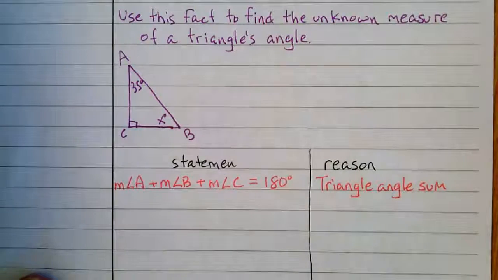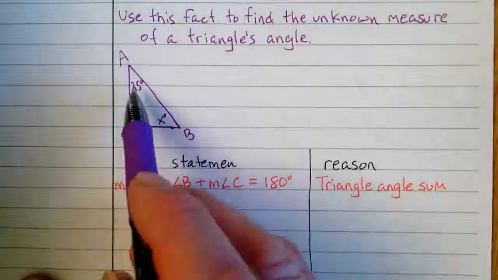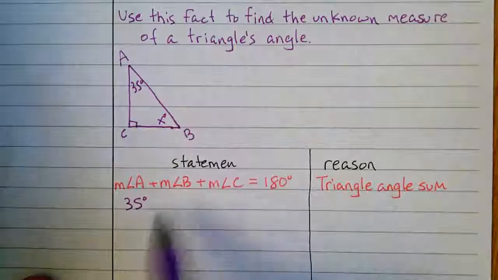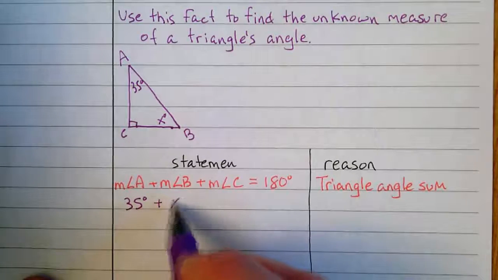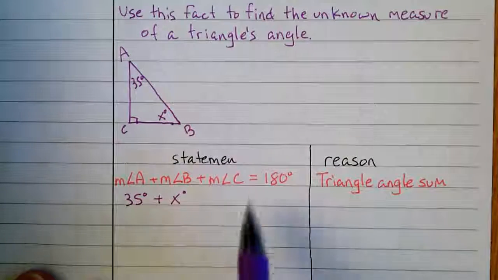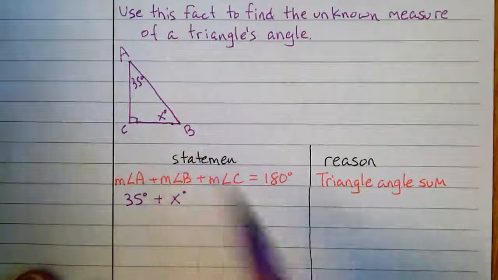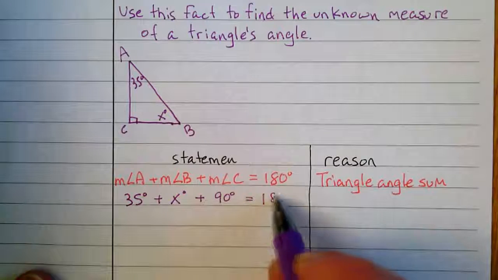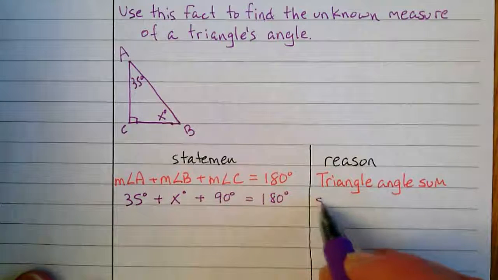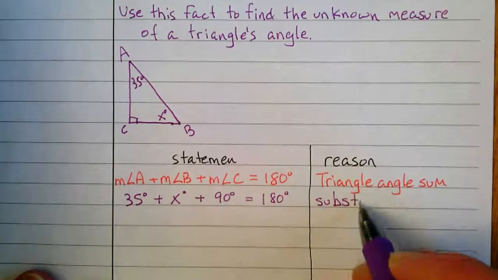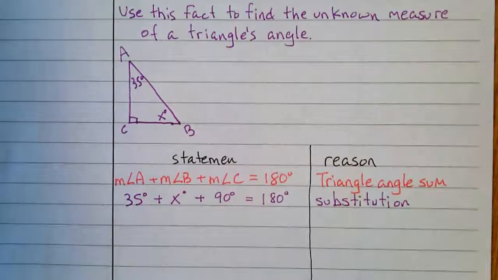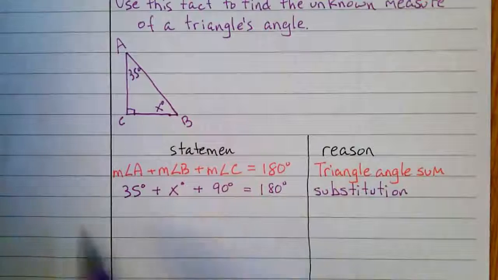And then, well, the measure of angle A here, that's 35 degrees. The measure of angle B, that's x degrees. And the measure of angle C, well, that's a right angle, it's 90 degrees. And altogether, that's 180 degrees. And what we did is we just used substitution. So we just substituted values for our, in a sense, variables.